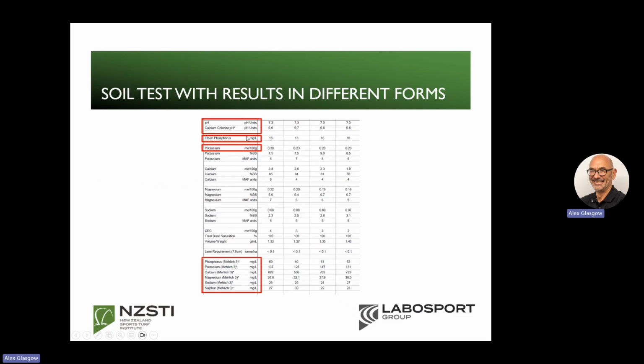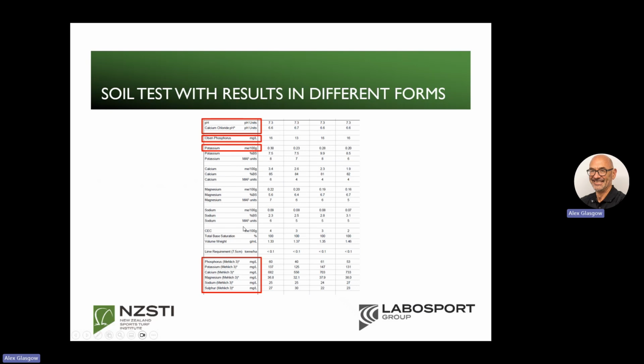Okay, this next one here, we'll talk about the units. Olsen phosphorus, Olsen P, says mg per litre, or mg per L, which is milligrams per litre. That's what that actually means. Next one down, potassium says ME per 100 grams. That means milliequivalents per 100 grams. You can see for potassium, and then for calcium and magnesium and so on, you've got results in units of ME per 100 grams, percentage BS, and ppm units.